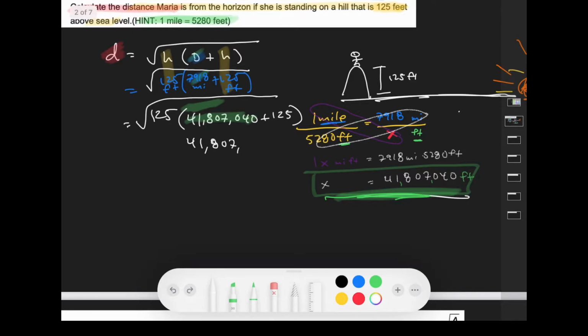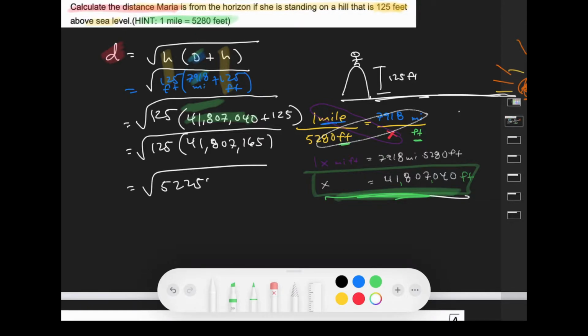But 41,807,165 now. And we're going to multiply that by 125, and then we're going to take the square root. So if I multiply this number by 125, I'm going to get some huge number. And now I'm going to take the square root of that number.